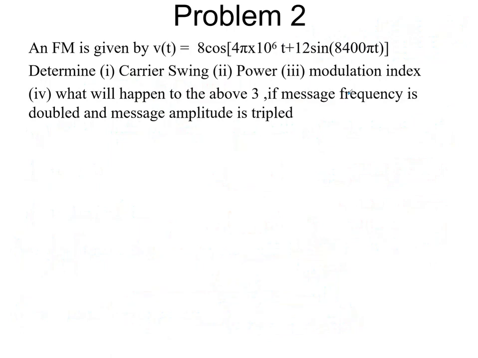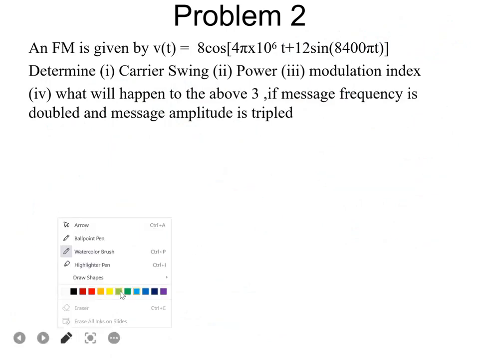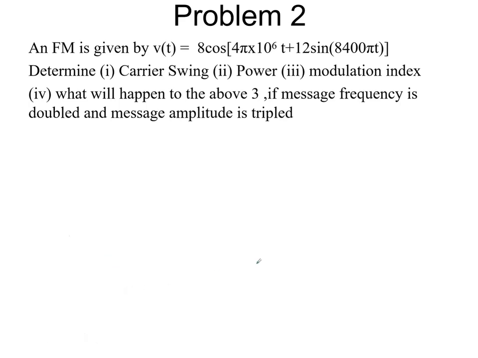Then there is another problem given to us. Now let us try to understand what is given here. An FM signal is given by v of t equals 8 cos of 4 pi into 10 power 6 t, then 12 sine 8400 pi t.